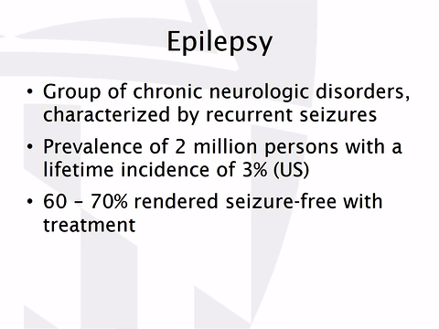Prevalence of epilepsy is 2 million persons with a lifetime incidence of 3% in the United States. And the incidence is highest in the very young and the very old. About 60%, maybe up to 70% of patients are rendered seizure-free with treatment, which is great. But if you look at it from the reverse, that means that there's still about 30 to 40% of patients that we can't render seizure-free, which is pretty high.